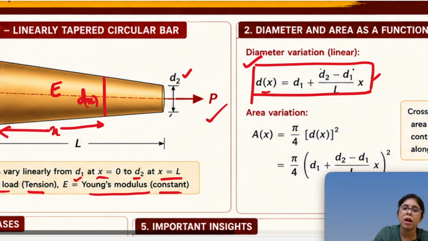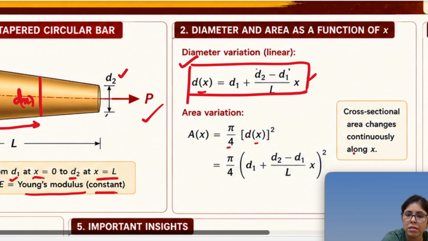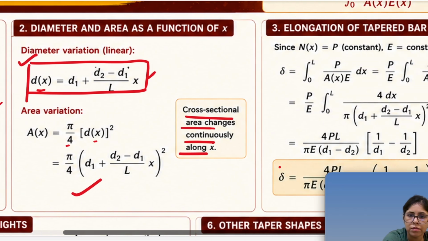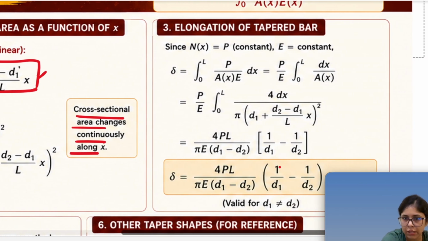Now, what will be the area variation at dx? Area will be pi by 4 dx squared. So I got the area as well. Area is pi by 4 times (d1 plus (d2 minus d1) into x upon L) squared. We can see that the cross-sectional area is also changing continuously along x. So this is the area. Now, I want to calculate the elongation.